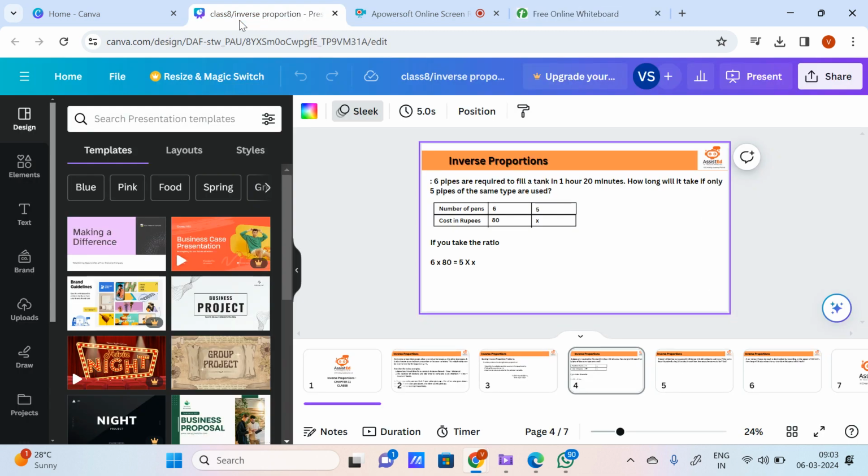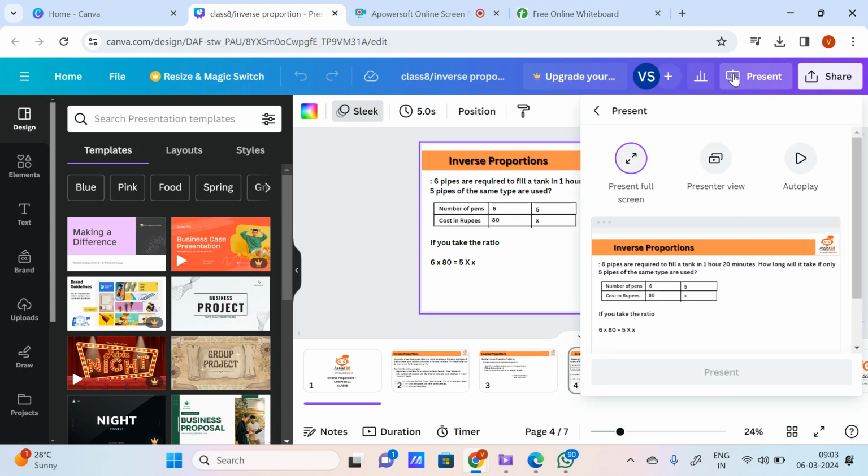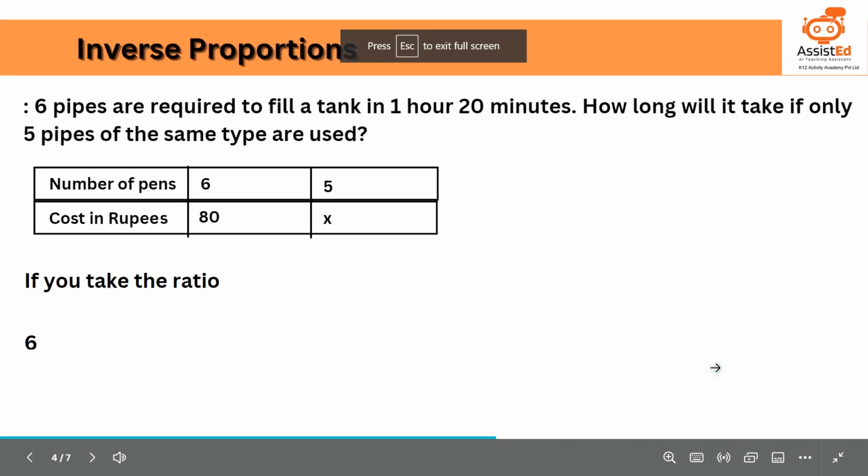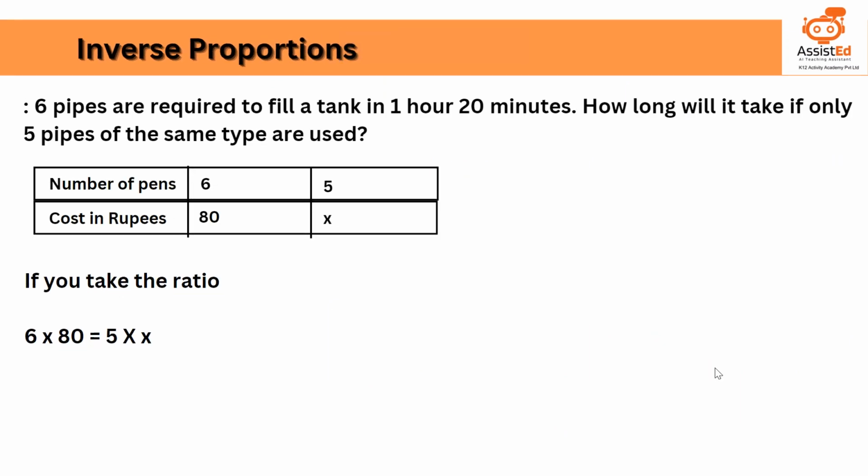Do practice more problems from Assisted as well as your textbook. It's only by practice that the concepts become clearer. You can generate worksheets and sample problems from Assisted that will help you ace your exams and make you a perfectionist with the concepts.